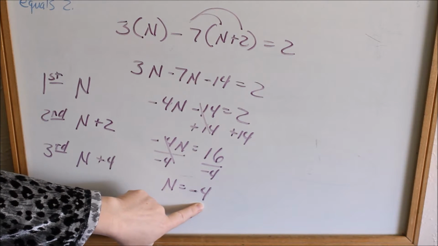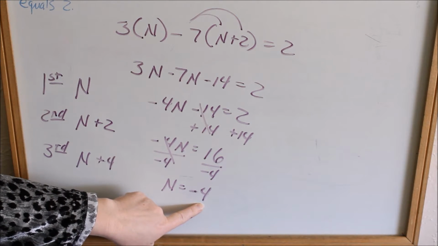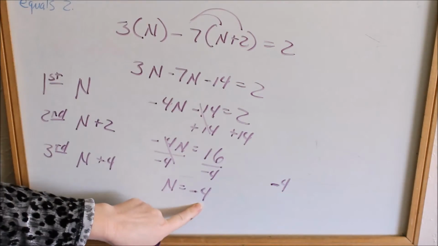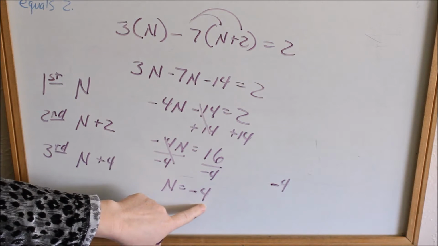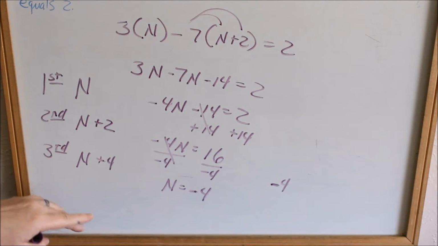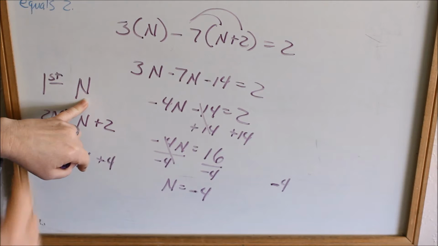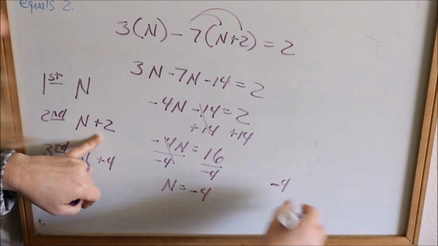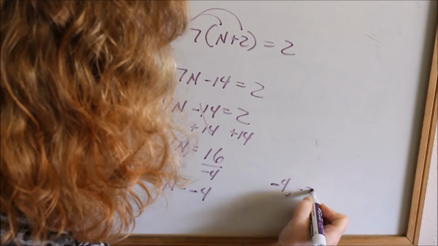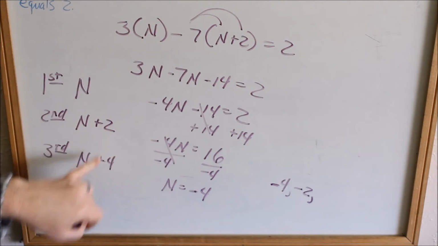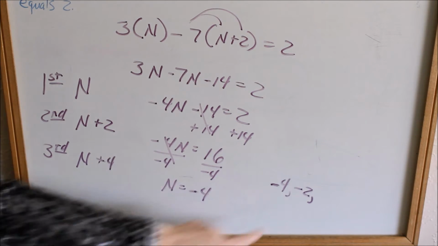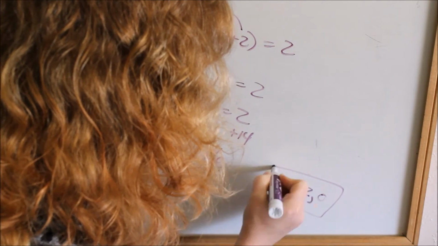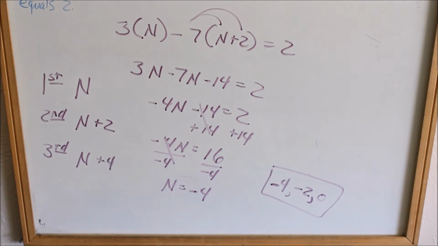So I'm not done here because I wanted 3 consecutive even integers. So my first number is negative 4, and the fact that they are even, I should end up with even numbers. So my first integer is negative 4. How do I get to my next integer? I add 2. Adding 2 to this, negative 4 plus 2 is a negative 2. How do I get to my next one? Add 2. You add 2 every time. Negative 2 plus 2, 0. So those are my 3 consecutive even integers.